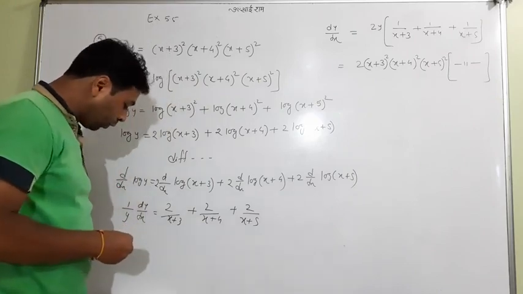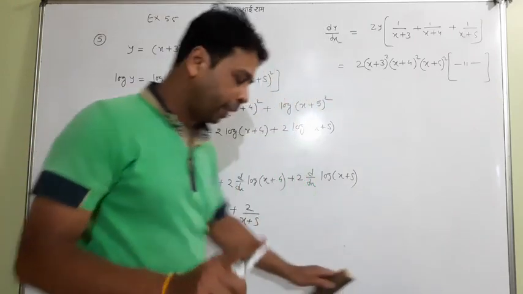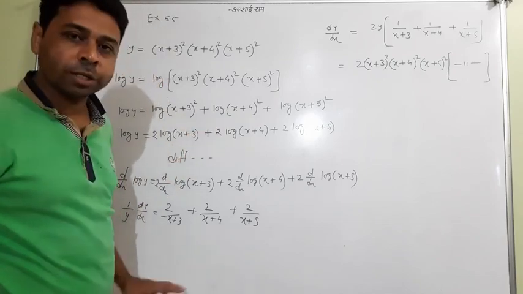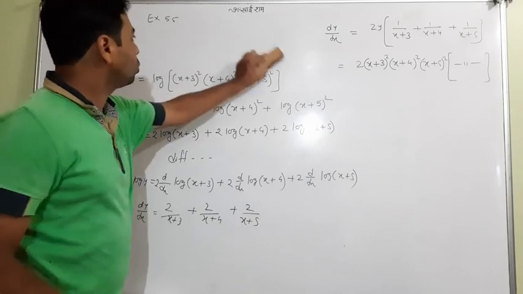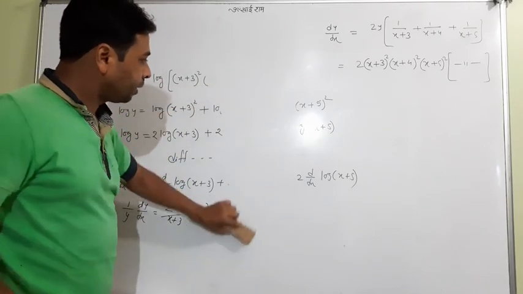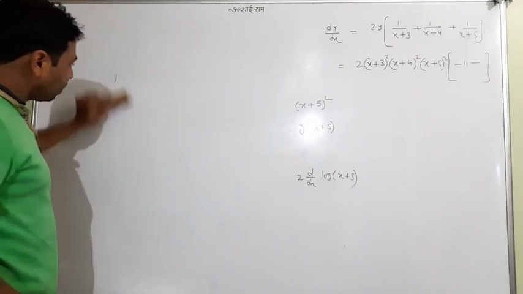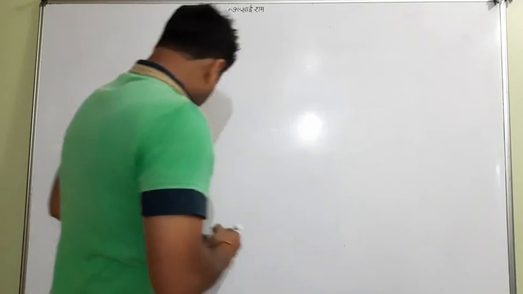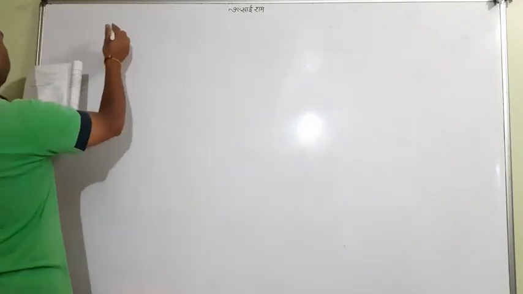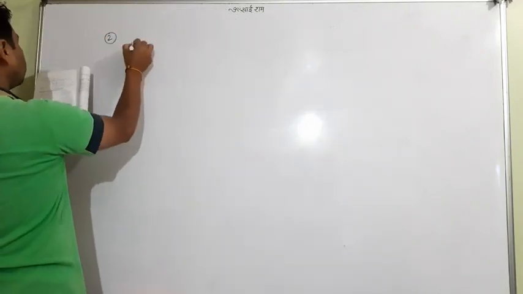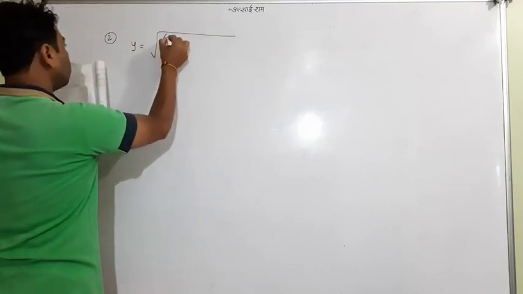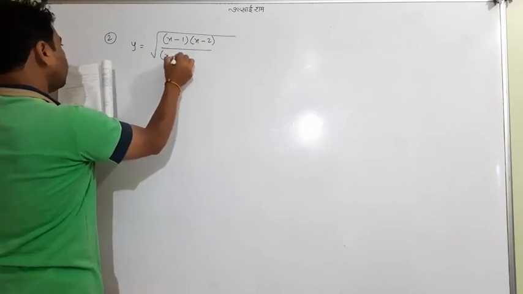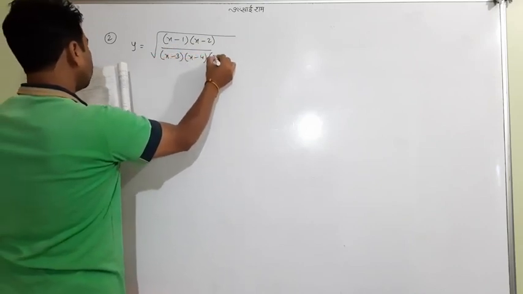So one more question. Question number 1 of the exercise is very much the same. It has cos x, cos 2x, cos 3x, 3 terms in multiplication. So students, I think now you can do this. Let me explain one more question of this kind which is in division. The second question is y is equal to x minus 1, x minus 2, x minus 3, x minus 4, x minus 5.